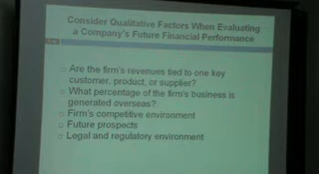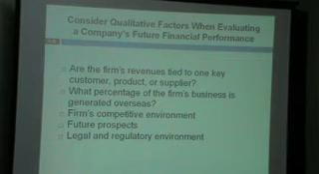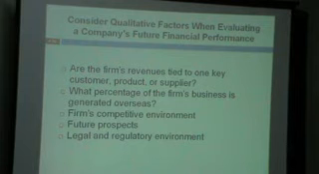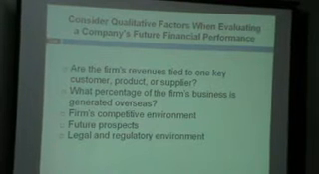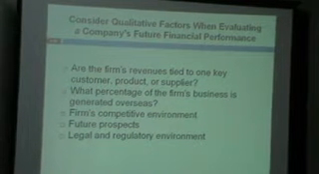Besides looking at these numbers, just calculating the financial ratios and comparing them, there are certain qualitative factors that should also be considered, looking beyond the numbers. What are those factors? Are the firm's revenues tied to one key customer, product or supplier? That is a very important element. A company might have very high sales, but the majority of those sales might be coming from one customer. That is not a very healthy sign, because now this company is too much dependent upon that customer.